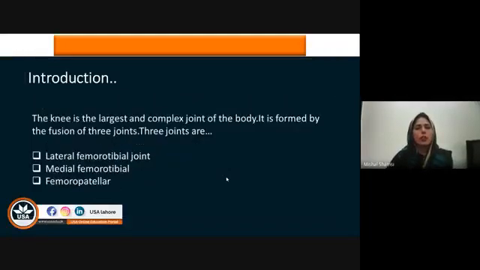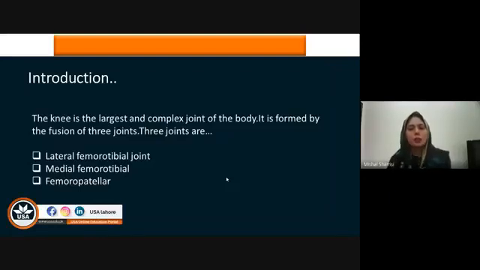So first of all, we should know the introduction of a knee joint. What is basically the knee joint? Our knee joint is basically the largest and most complex joint of the body and is formed by the fusion of three joints. The three joints are the lateral femorotibial joint, the medial femorotibial joint, and the femoropatellar joint.